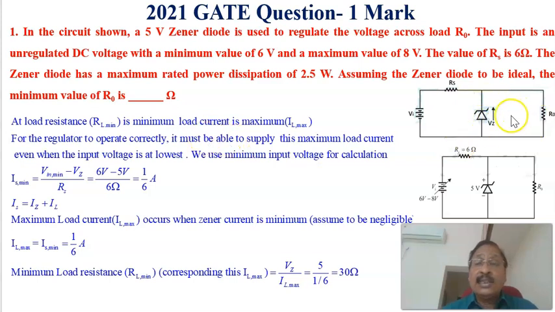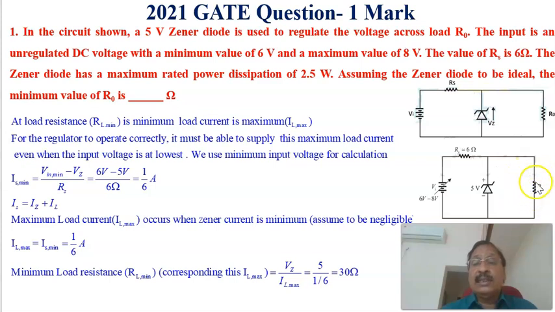Now coming to the circuit diagram, in which the input voltage is changing from 6 volts to 8 volts, and the resistance in series with the source is RS equal to 6 ohms, and the Zener breakdown voltage is equal to 5 volts, and this is the load resistance R0. The question is, what is the minimum value of this R0? Now, corresponding to the minimum load resistance, the load current will be maximum.